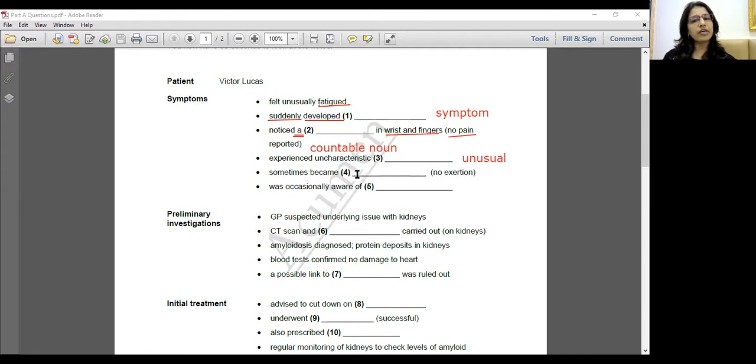Here, can you predict what kind of word I am looking for? Will it be a noun or an adjective? Sometimes became.